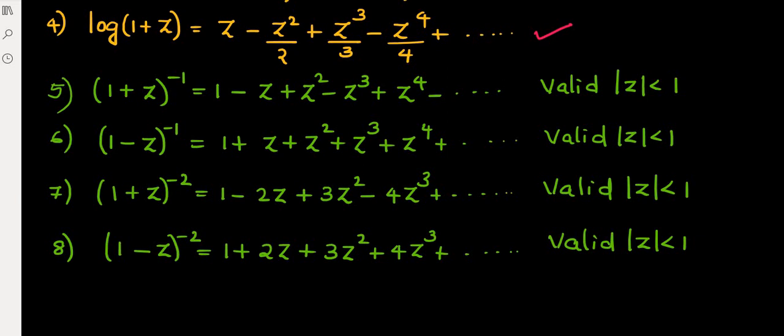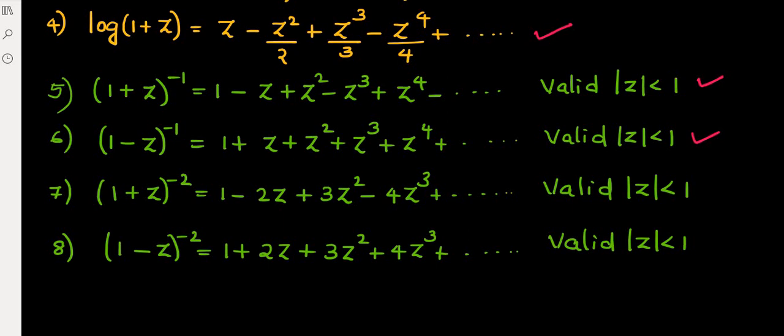So (1 + z)^-1 is 1 - z + z^2 - z^3 + z^4 - etc., which is valid in this region. This expansion is valid only in this region, |z| < 1. (1 - z)^-1 will be 1 + z + z^2 + z^3 + z^4 + etc., which is also valid in the region |z| < 1.